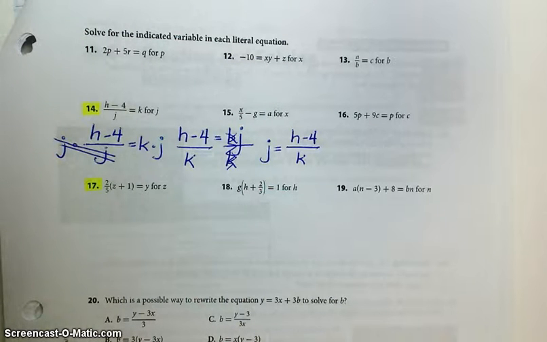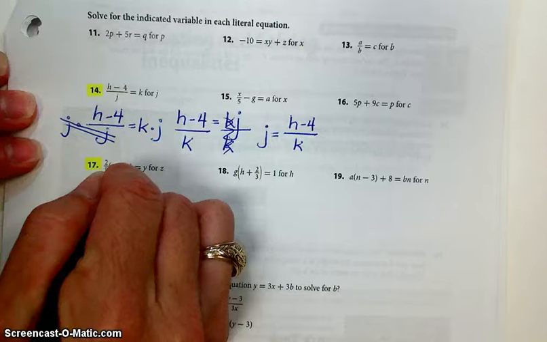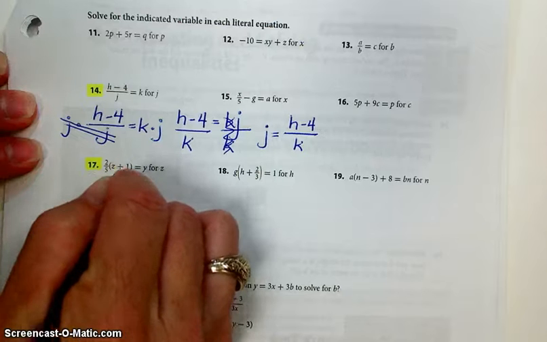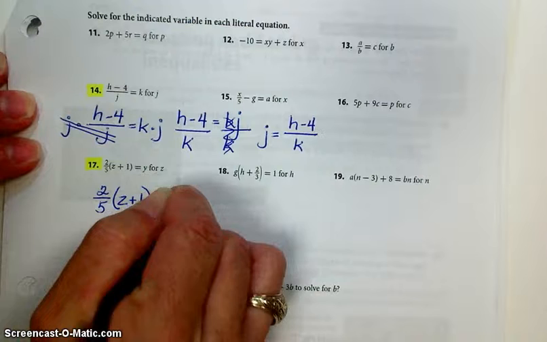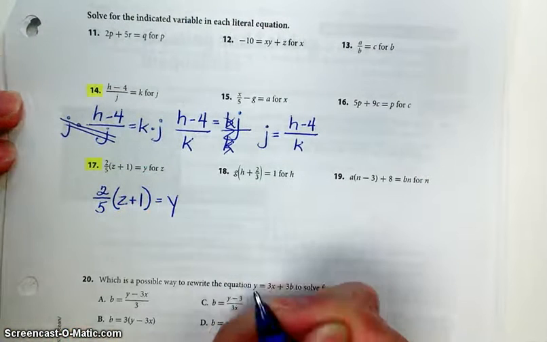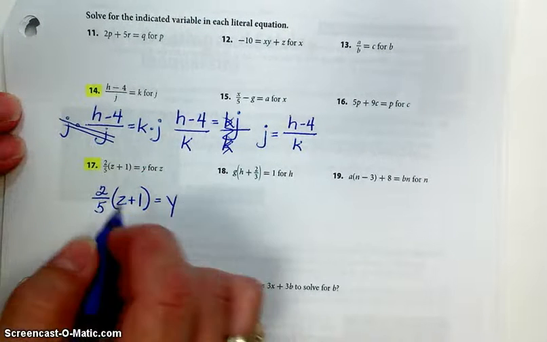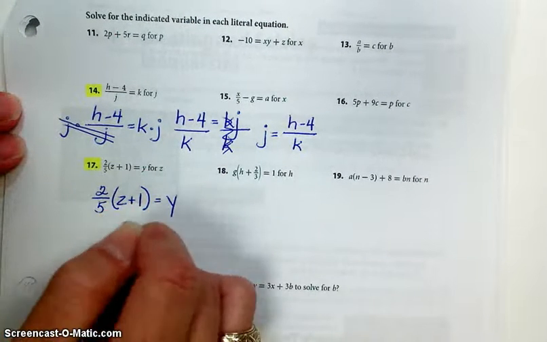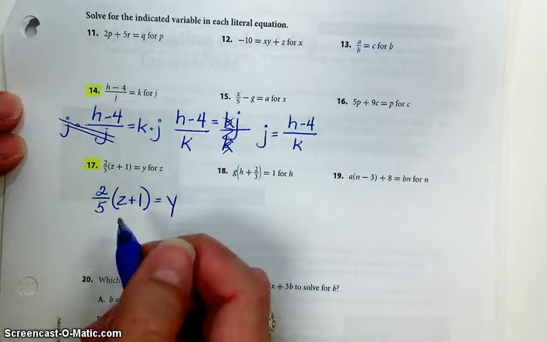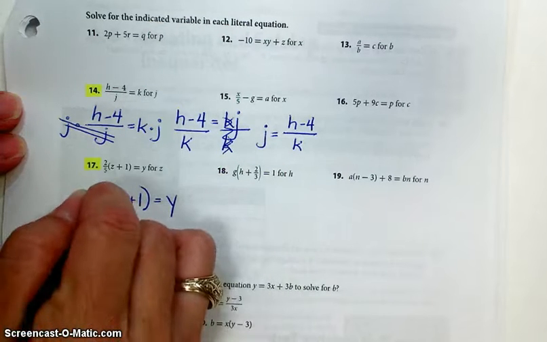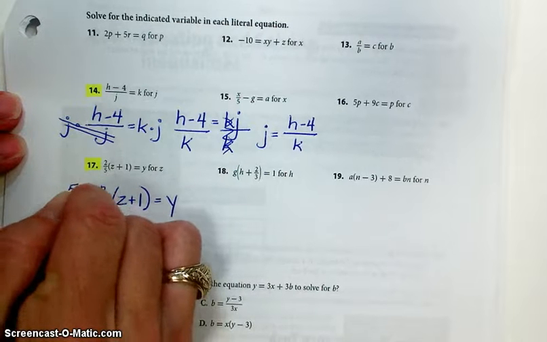And it says 2/5 of the sum of z plus 1 is equal to y. And we want to solve it for z. So the first thing I'm going to do is, well, first I'm going to rewrite it. Okay. If I take this and divide by 2/5, dividing by 2/5 is the same as multiplying by 5/2. So I'm just going to go ahead and do it that way.